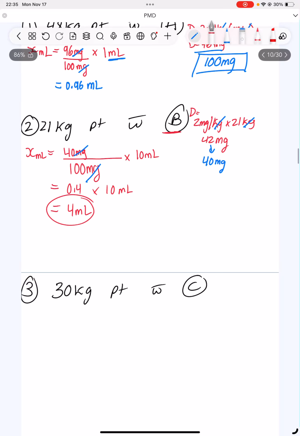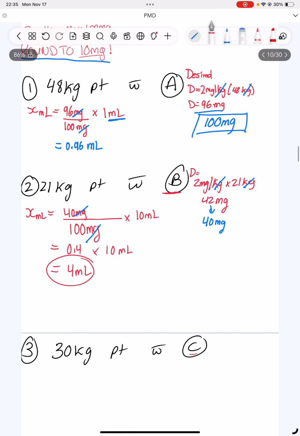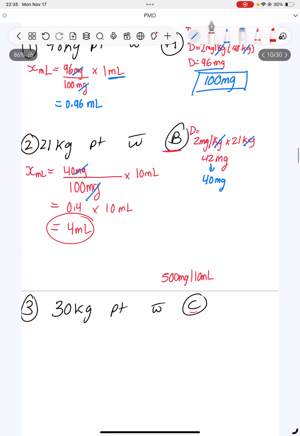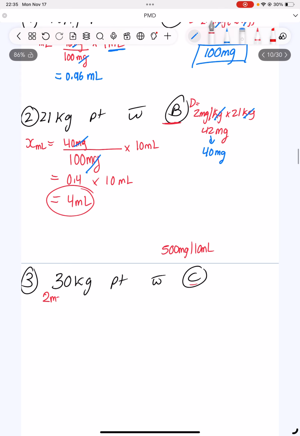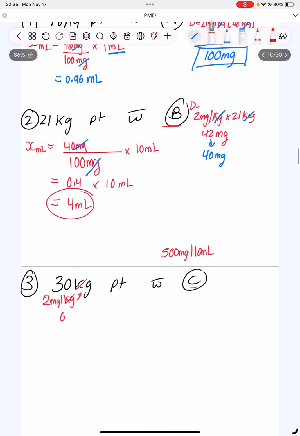And our last one, let's just grab this guy here. We're going to use C. So C is 500 milligrams in 10 milliliters. We've got 2 milligrams per kilogram. Those will cancel out. So we're going to get 60 milligrams.